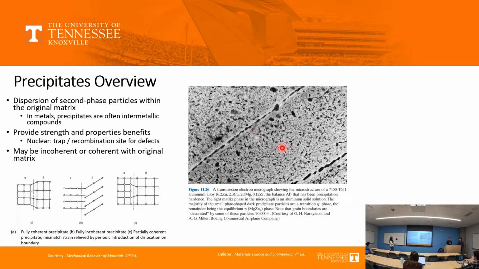On the right here is just a TEM bright field image of an aluminum alloy with some precipitates. So you can see there's both a kind of dispersion of them within the grains, as well as they tend to also congregate at grain boundaries, often, although not always, in even greater amounts.